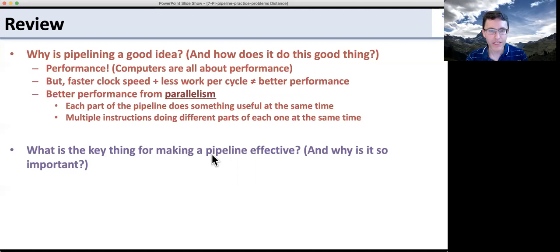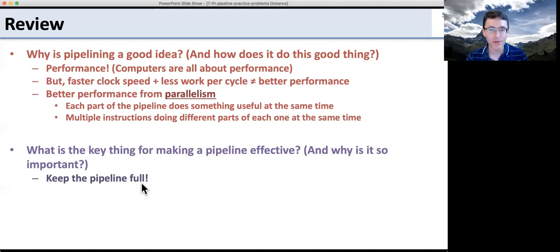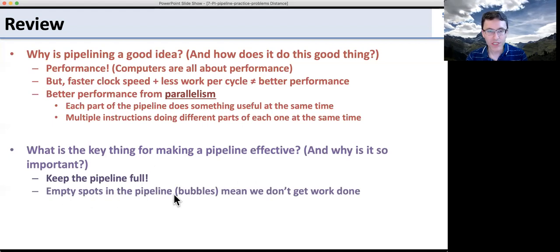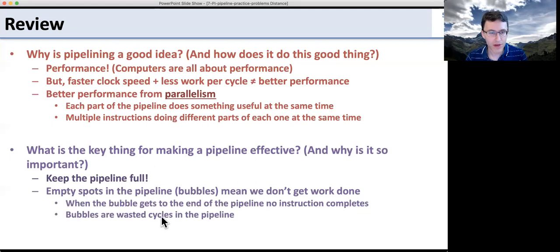All right, now what is the key thing for making a pipeline effective and why is it so important? Well, keeping the pipeline full. If you have empty spots in your pipeline, that means we don't get any work done. One way to think about this is if you have an empty spot, if you have a bubble, when it gets to the end of the pipeline, there's no instruction there to finish. That means there's a cycle where the pipeline doesn't do anything useful. So bubbles are wasted cycles in the pipeline. And remember, the performance of the pipeline is from parallelism. So if we can't keep a lot of instructions going in parallel, we're not going to get our performance.